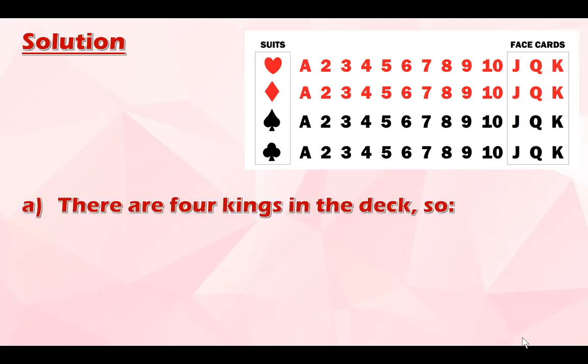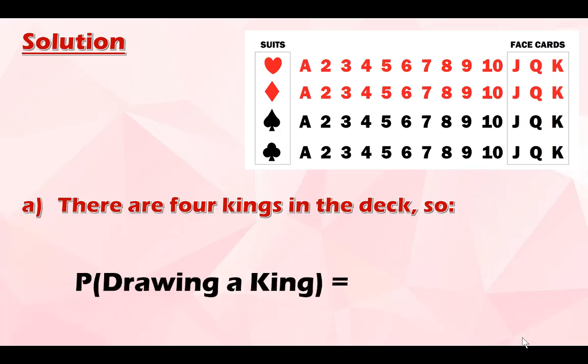The first question was, what's the probability of drawing a king from the deck? Well, looking at this diagram, we can see that there are 4 kings in the deck out of the 52 total cards. So the probability of drawing a king would be 4 out of 52. Now, whenever we're dealing with probability and fractions, we want to reduce our fraction to its simplest form. So 4 out of 52 reduces to 1 out of 13. And that would be our answer.